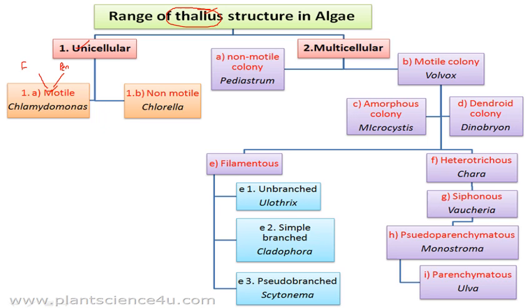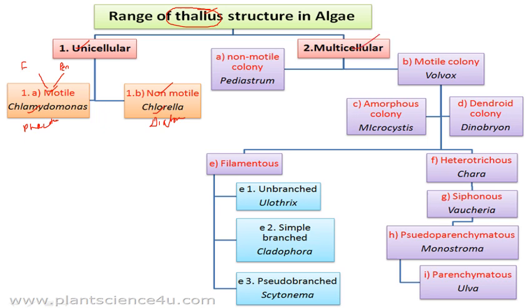For example, flagellated structure, it includes Chlamydomonas. In amoeboid form, that include the Chrysamoeba. Then we have second type of unicellular form that includes the non-motile forms, which include Chlorella and Diatoms.